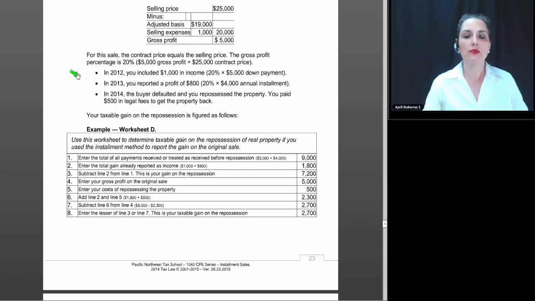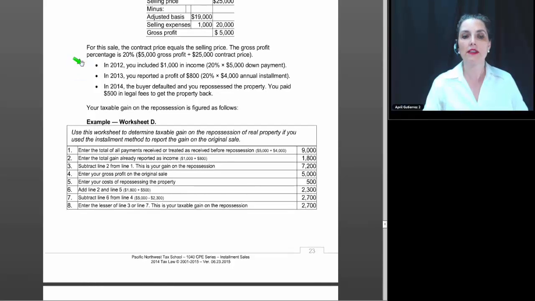In 2012, you included $1,000 in your income. If your gross profit percentage is 20%, 20% of $5,000 is $1,000. So in 2012, you include that $1,000 in your income. Then in 2013, you received $4,000 of payments with a gross profit percentage of 20%. That means you included $800 in your income in 2013.